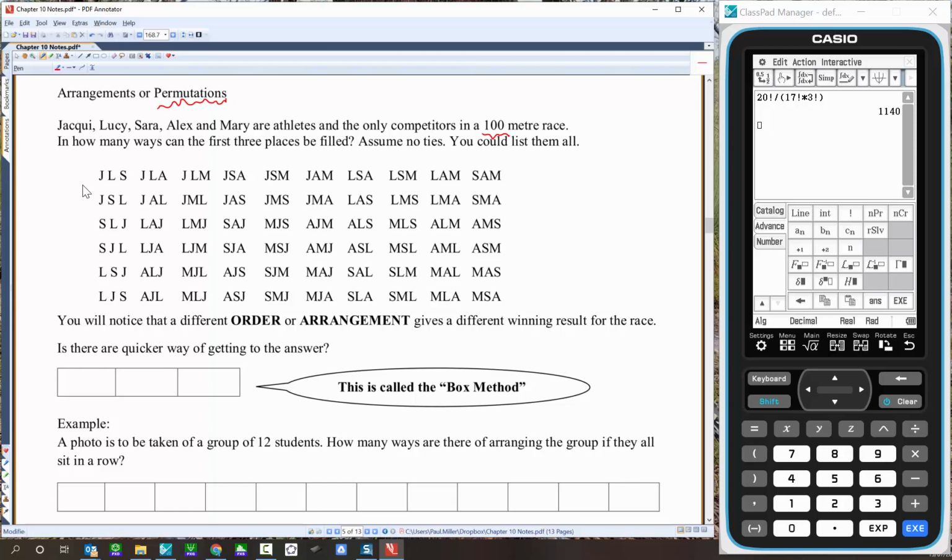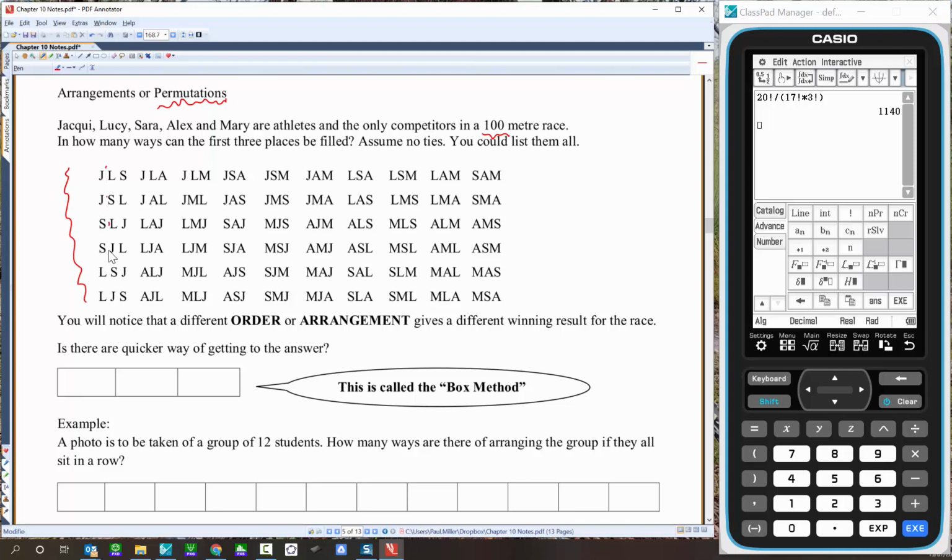Right, and someone has gone and done that. I didn't do this. Some other teacher that I pinched these notes off has actually gone ahead and listed the number of ways in which the first 3 places could be filled. So it could be Jackie, Lucy, Sarah. Jackie, Sarah, Lucy. Sarah, Lucy, Jackie. My brain is already grinding thinking about this, okay?